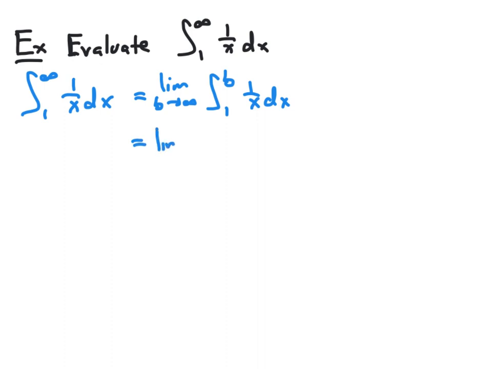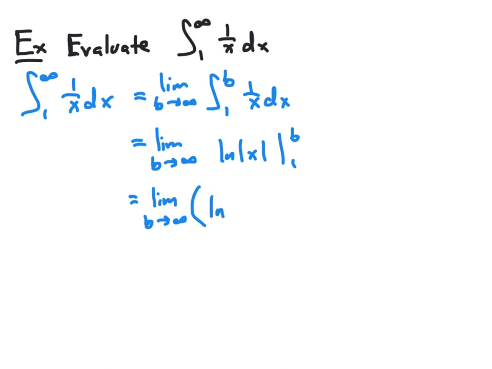So now to compute this integral, this is a relatively easy one to compute. We have an antiderivative of 1 over x. It could be natural log of absolute value of x. And we want to evaluate that from 1 to b. And so what we have here is the limit as b goes to infinity of the expression natural log b minus the natural log of 1. And of course, we know that natural log of 1 is going to equal 0. And so we really just have the limit as b goes to infinity of the natural log of b.